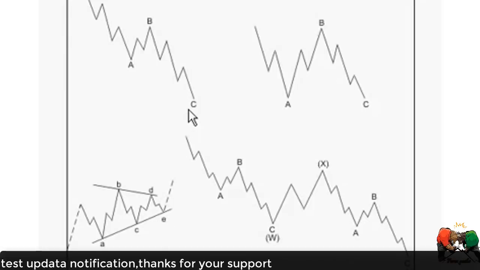Now the triangle also sends another message. Many times the thrust from a triangle will be terminal. It will either be a 5th wave or a C wave, so you have to be careful. But at least the pattern gives me the knowledge of what reaction will occur, and I can try to take advantage of that. So with that behind us, let's move on.